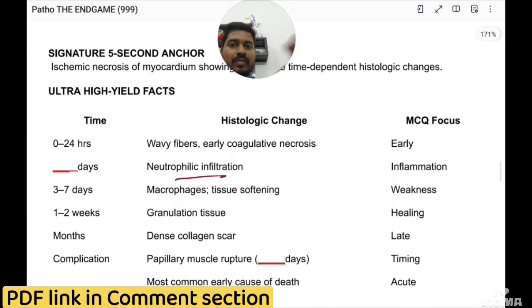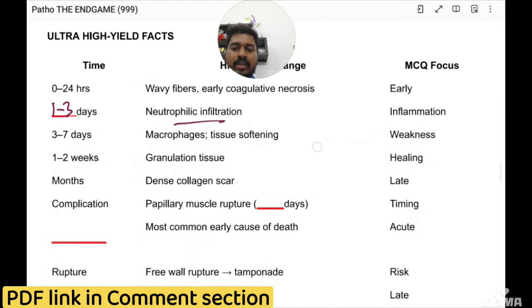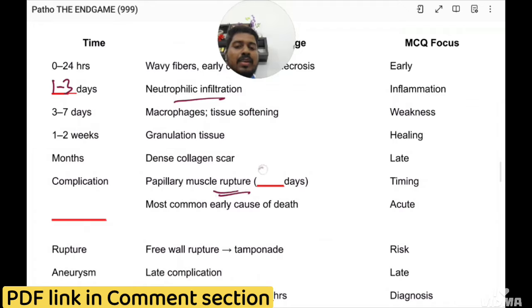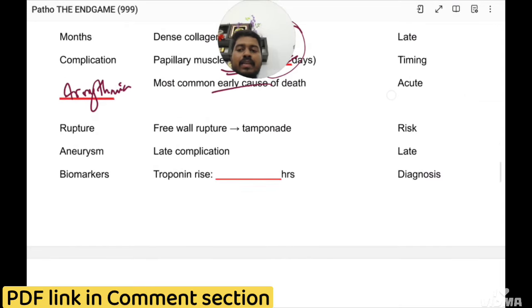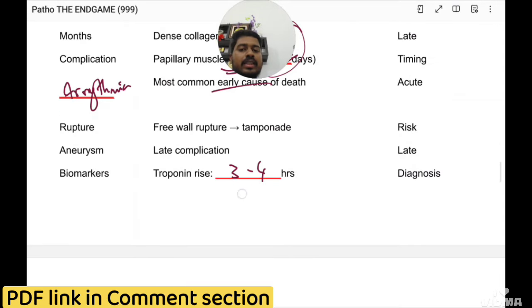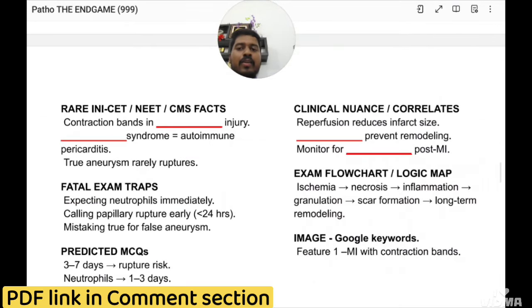Neutrophilic infiltration occurs on which day? First to third day. Papillary muscle rupture occurs in the third phase, that is during the macrophage activation phase, between 3 to 7 days. What is the most common cause of early death? Early death is arrhythmia. But troponin rises in the first 3 to 4 hours. Contraction bands are seen in reperfusion injury. And then which syndrome is related to autoimmune pericarditis?